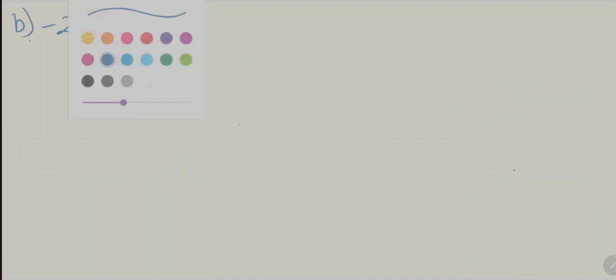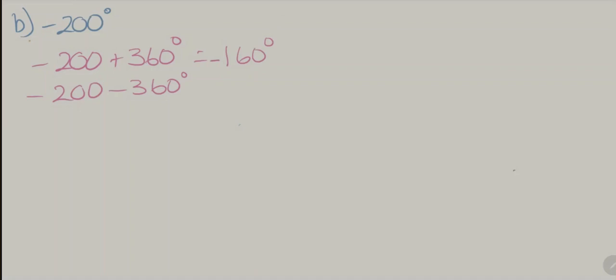Okay, so B, minus 200. We're going to do the same. We're going to do minus 200 plus 360 and minus 200 minus 360. So 360 minus 200 is 160 degrees. And that's a plus. And this one is going to be minus 200 minus 360, so that's going to be minus 560 degrees.